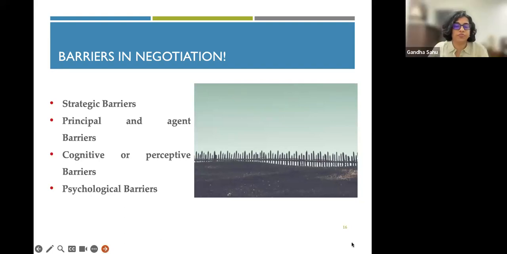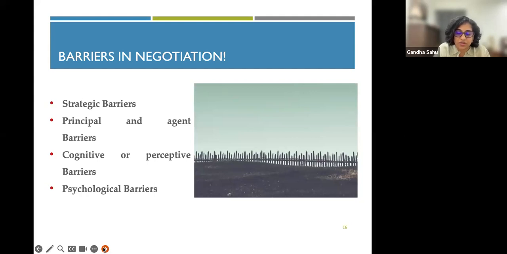We'll look at barriers to negotiation next. And we have several barriers to negotiation. One of them is strategic barriers. We have principal and agent barriers, cognitive or perceptive barriers, and psychological barriers.